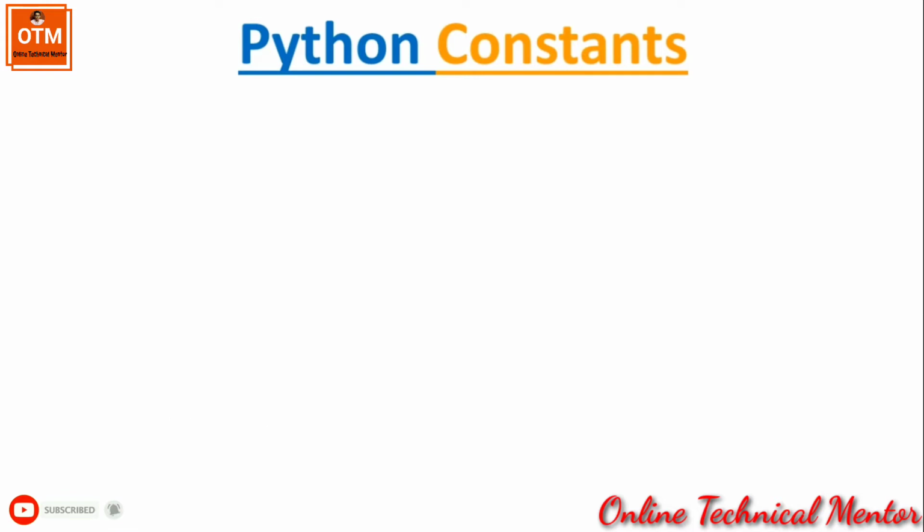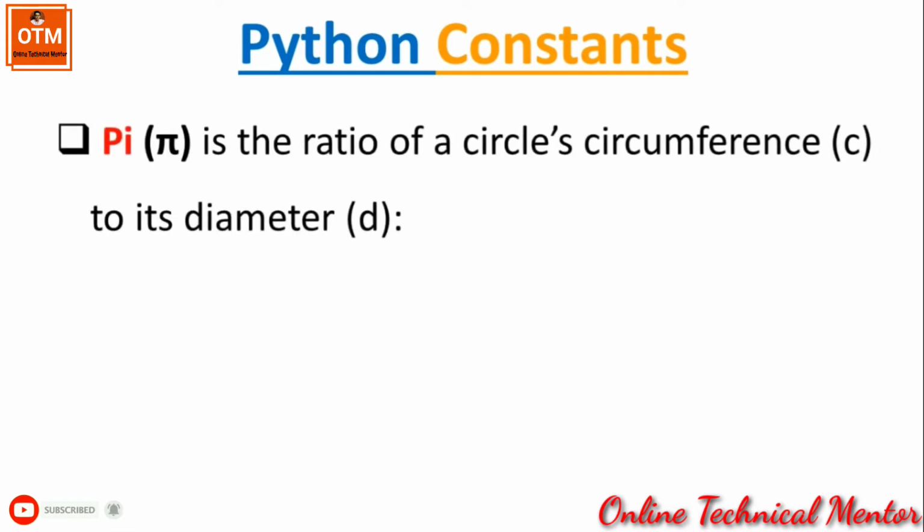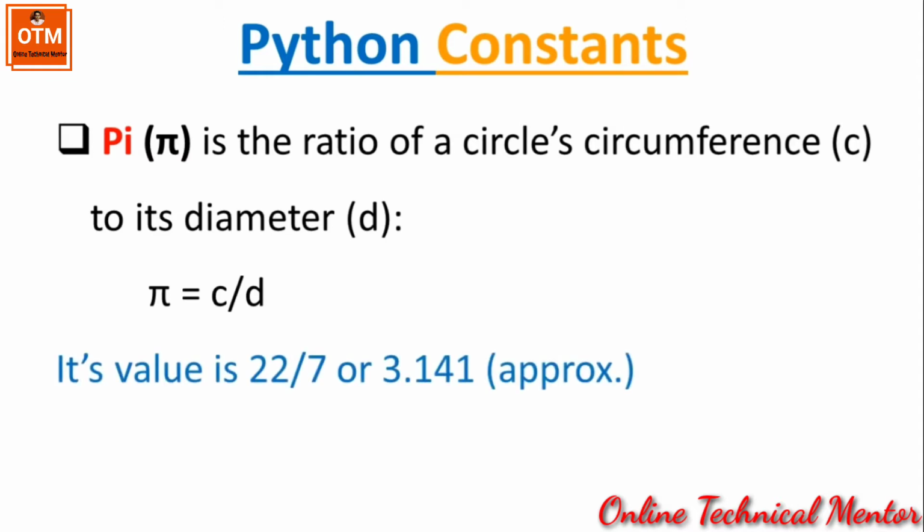So the first one is pi. Pi is the ratio of a circle's circumference to its diameter. Pi is written as C by D, where C represents circumference and D represents diameter. Its value is 22 by 7, or in decimal fraction it is written as approximately 3.141. Whenever you use this math library's functions and constants, you have to import the math module. Let me show you how to import this math module and call the pi constant.